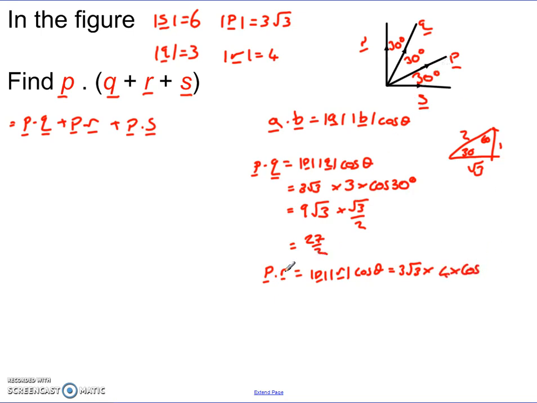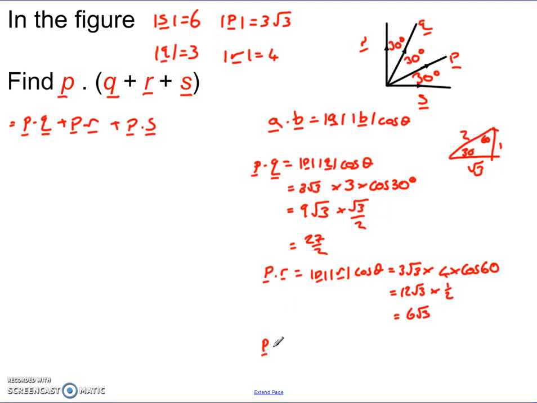Well, you've got to look at the two vectors. It's P and R, so it's this bit here. So it's 60. It's the full angle part here. So it's times cos of 60. So 3 root 3 times 4 times cos 60. That gives me 12 root 3 times the cosine of 60, which is a half. What that then gives me is 6 root 3 is my answer there.